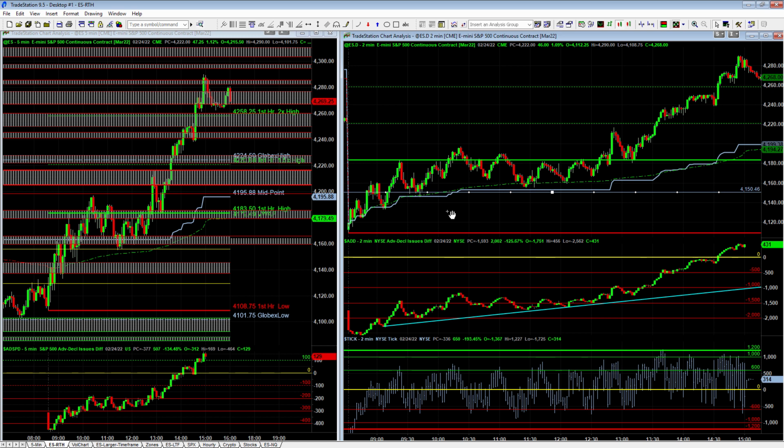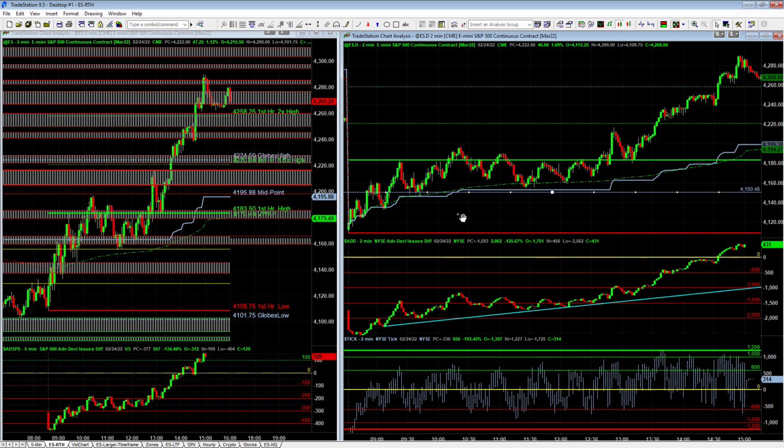Initial support was the bias changing, bias confirming zone. If that got taken out, I think it would have been really bad. I mean, I think it would have gone down a lot. But that zone didn't get taken out. And we did not see initiative selling today.